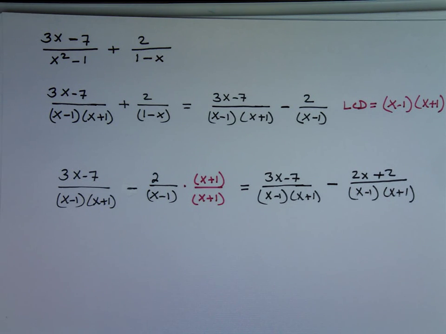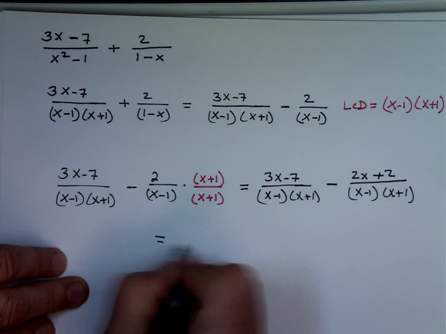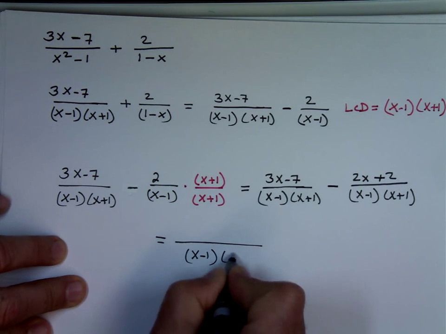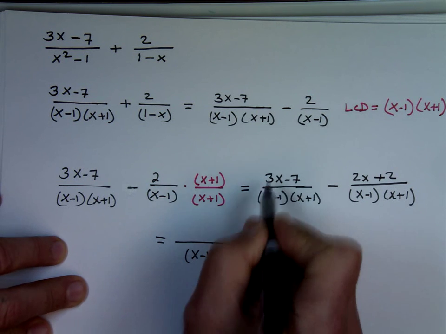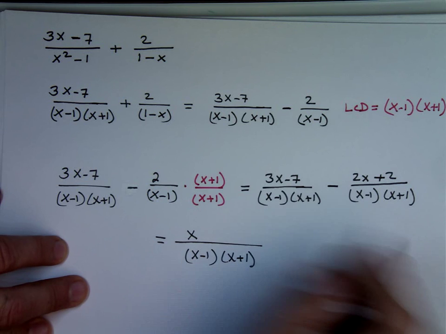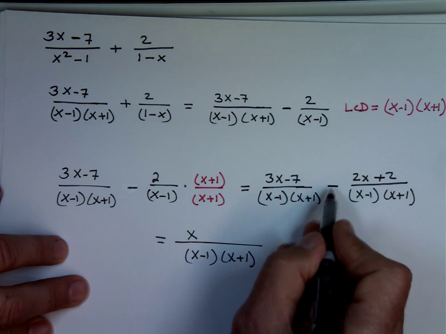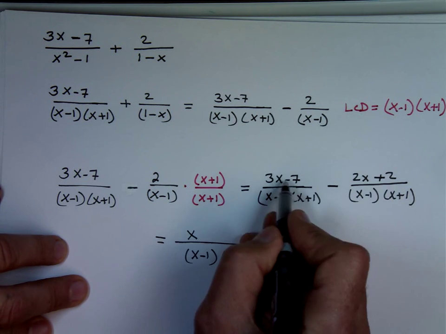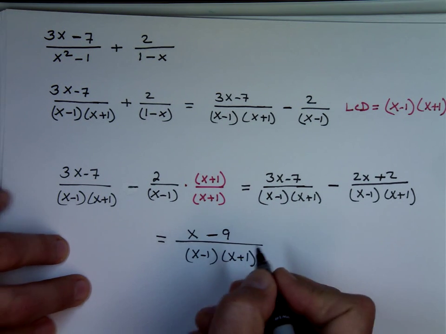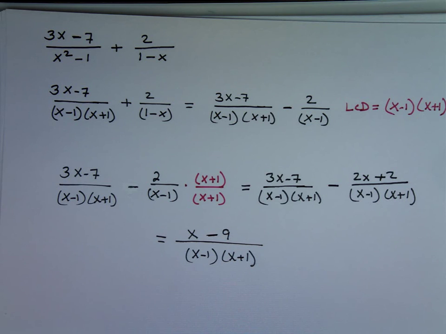Now the bottom is the same. Three x, take away 2x from it, it's just 1x. Negative 7 minus the 2, that's a negative 9. And again, I can't factor the top, so it's x minus 9 over x minus 1 times x plus 1.